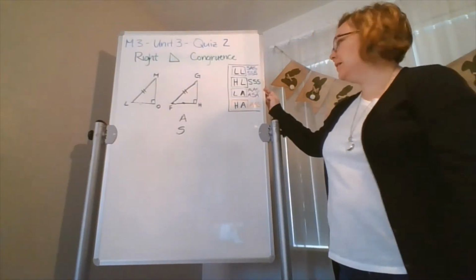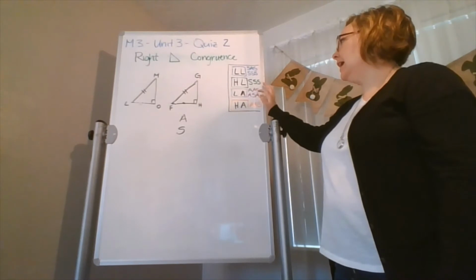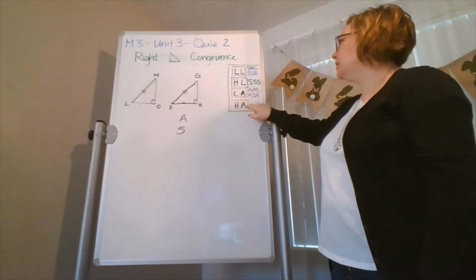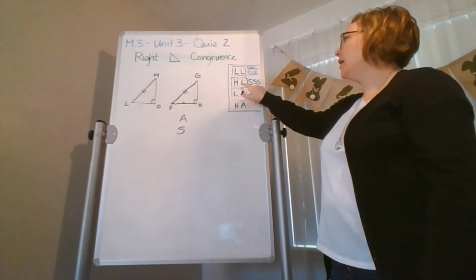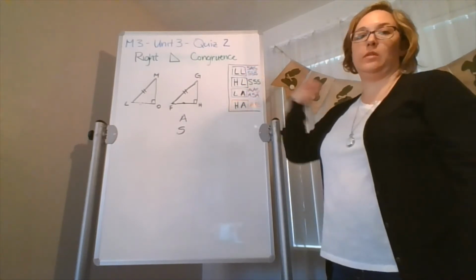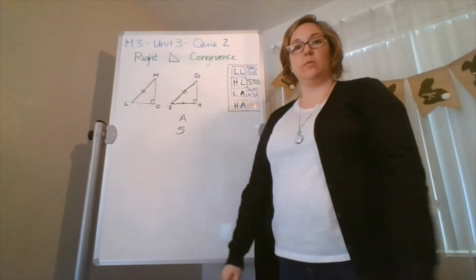One angle is not enough. We need a side and an angle, a hypotenuse and an angle, leg and angle, hypotenuse and leg, or both of the legs given to us to determine congruency.